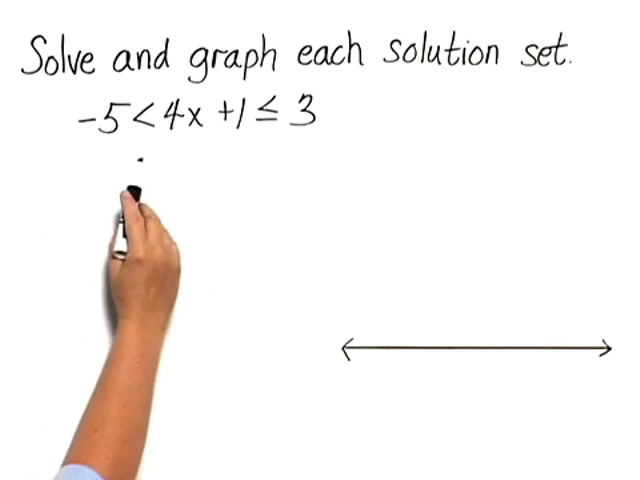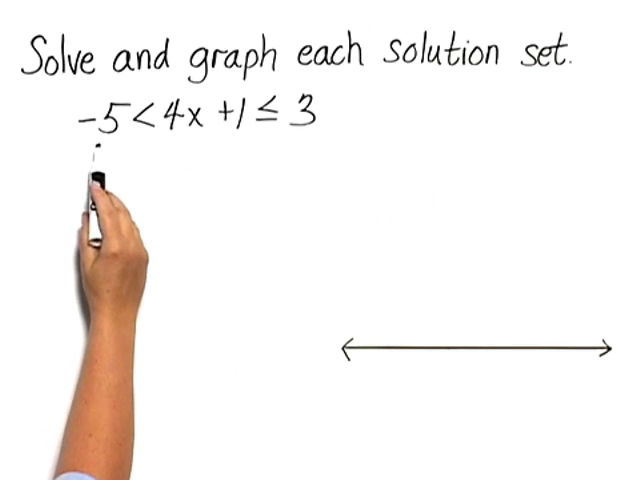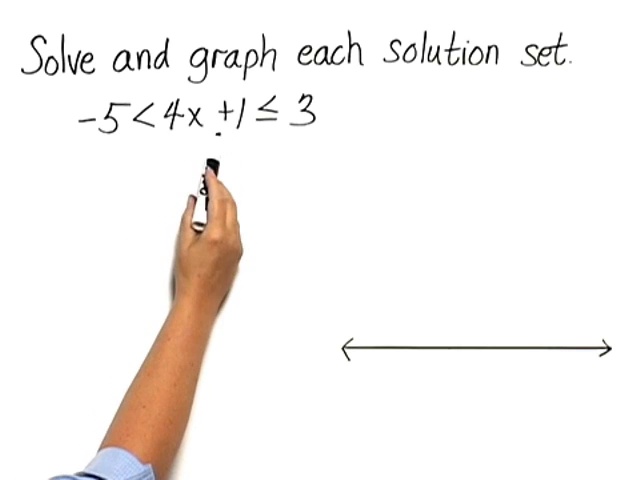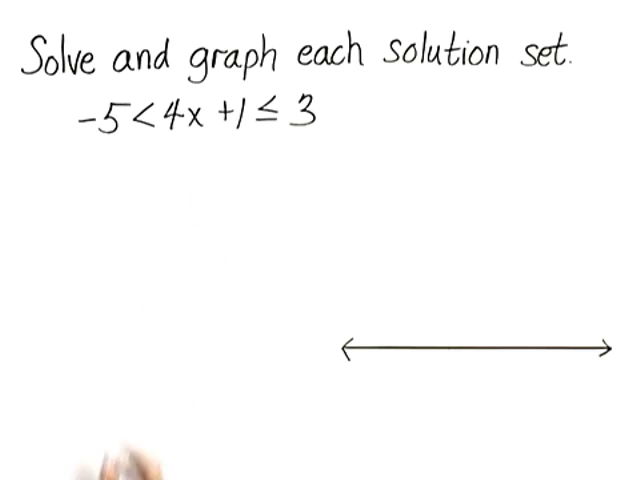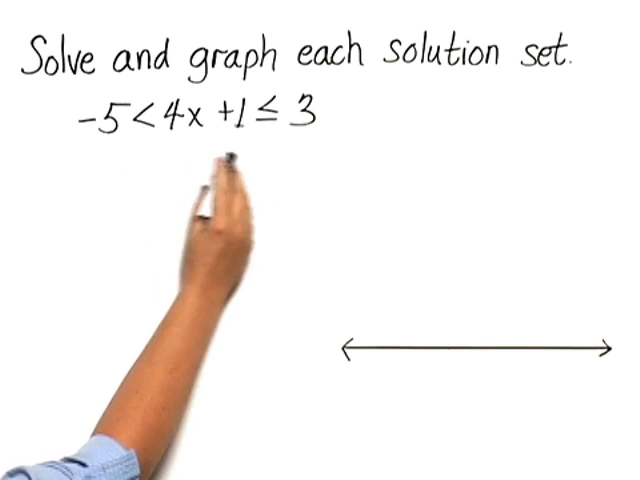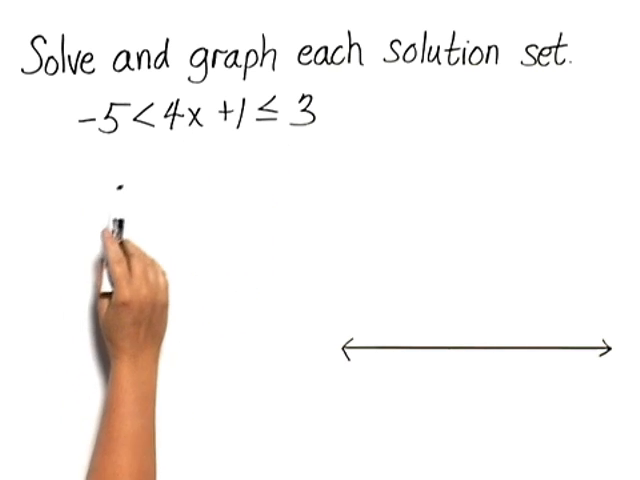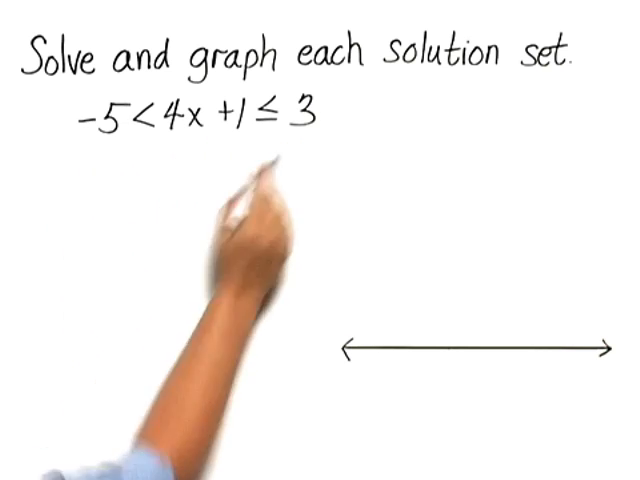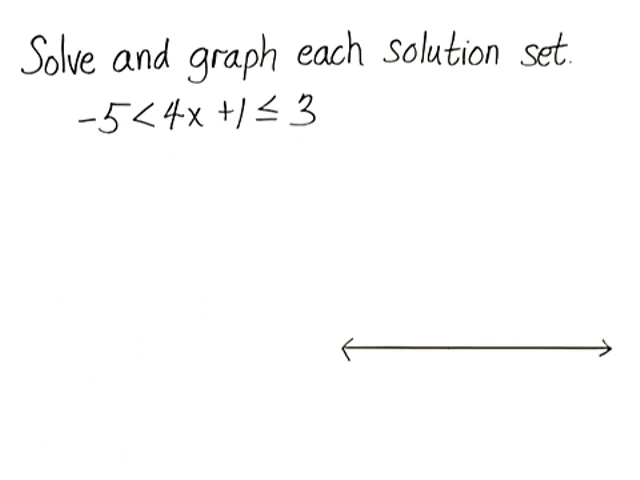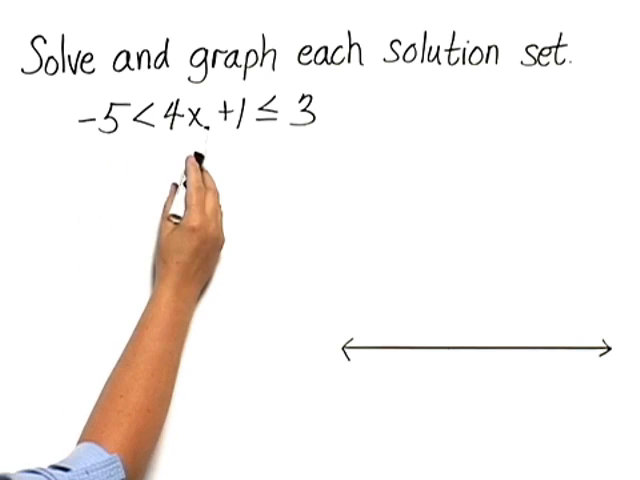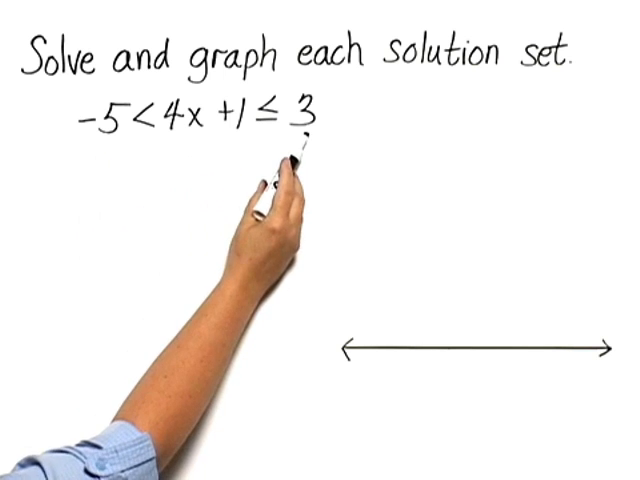We have the compound inequality -5 is less than 4x plus 1, and 4x plus 1 is less than or equal to 3. When written like this, we can solve for x, get x by itself, in between the inequality symbols, and we can do the same thing to this part, and this part of this compound inequality. For example, I can subtract 1 from here, and from here, and from here.